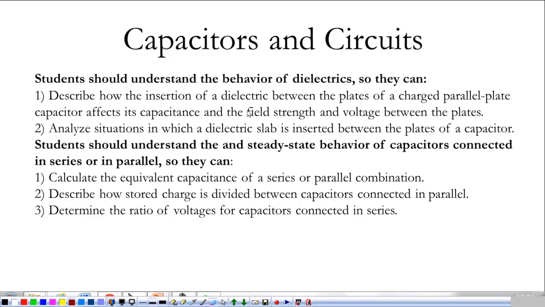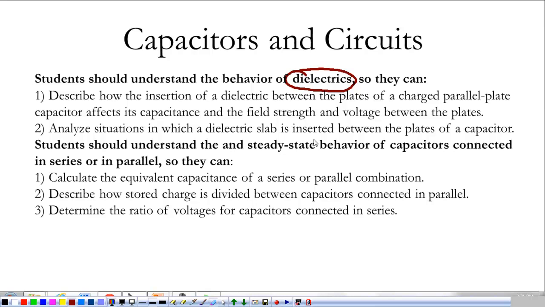We're going to continue our discussion of capacitors today, and the first thing we're going to do is talk about a dielectric, and look at what that is, how it changes a capacitor, how it changes the electric field of a capacitor, and how it changes the voltage of a capacitor. A dielectric essentially is a non-conductor that we're going to put in a capacitor.